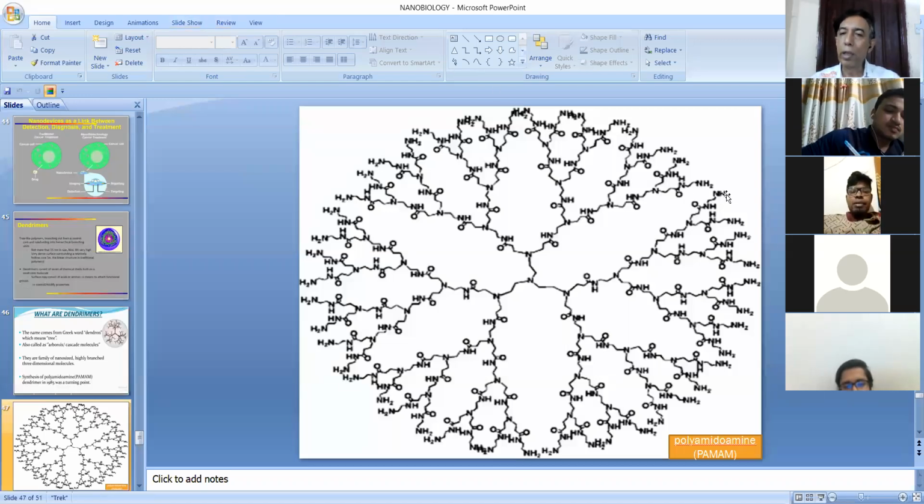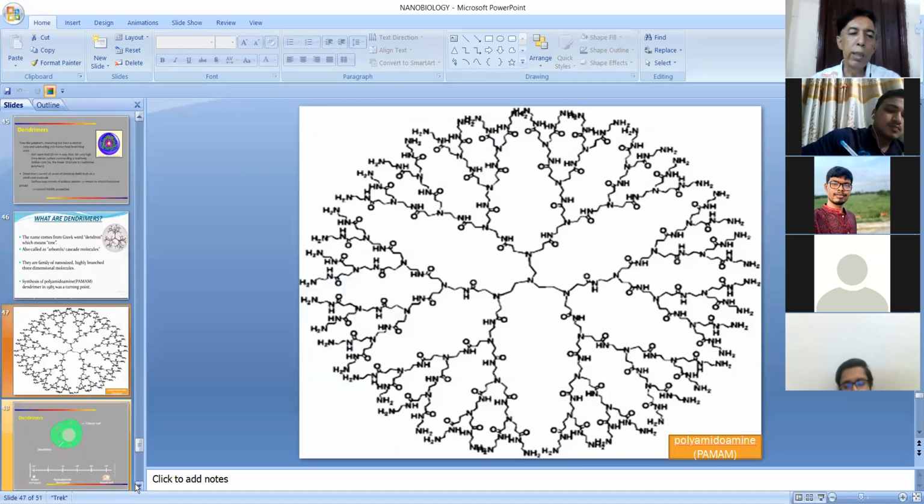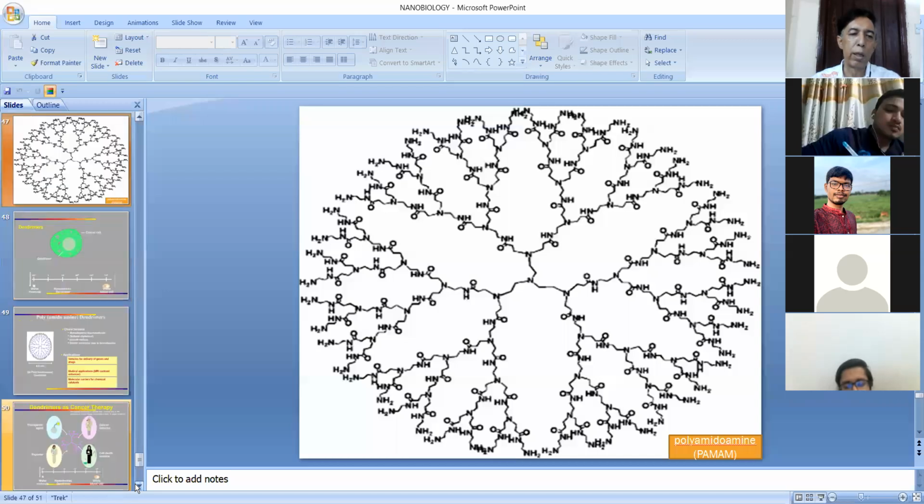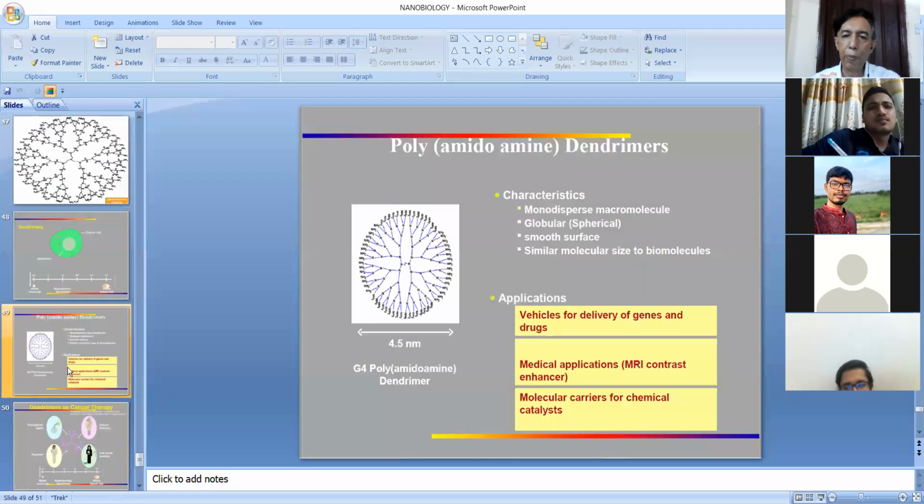You can attach your medicines with this branch, with this branch, with this branch, and you can use it for multiple purposes. They have applications as vehicles for delivery of genes and drugs. They have medical applications as MRI contrast enhancers. They are molecular carriers for chemical catalysts. These are the carriers actually.